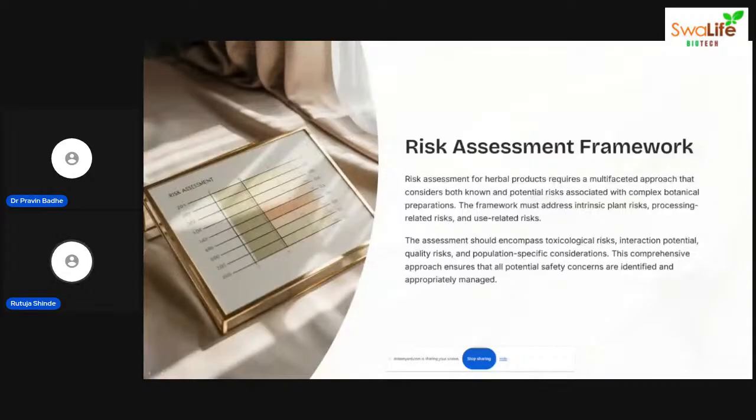Next is risk assessment framework. Herbal products require a multi-layered risk assessment. We need to consider risk from the plants themselves, risk introduced during processing, and risk related to use. That means looking at toxicology, potential interaction, quality risk, and even how different populations may respond. The goal is not just to identify risk, but to show how we are managing them proactively.